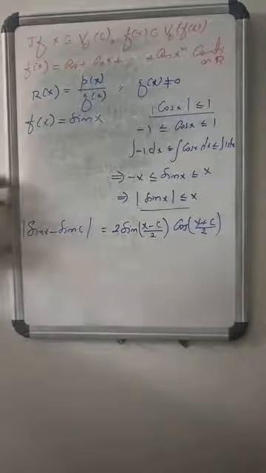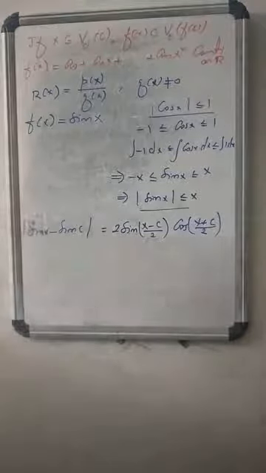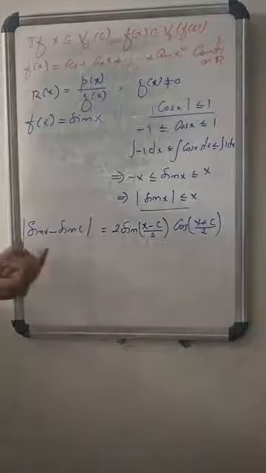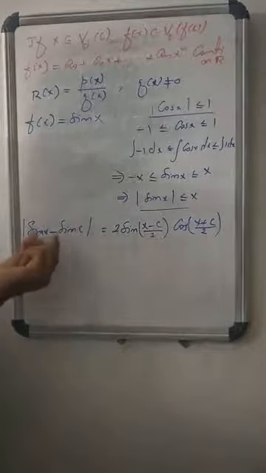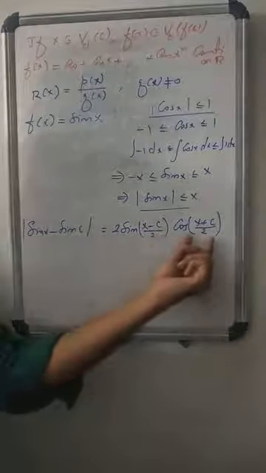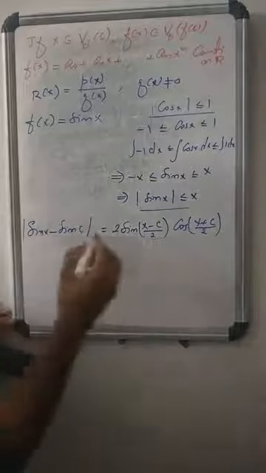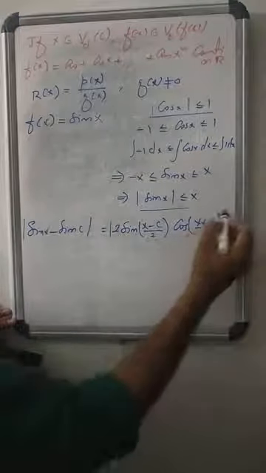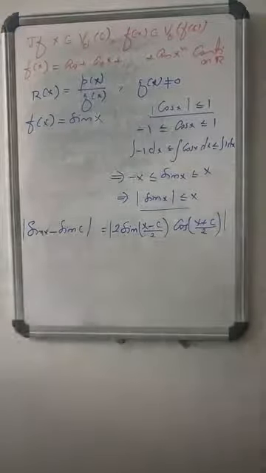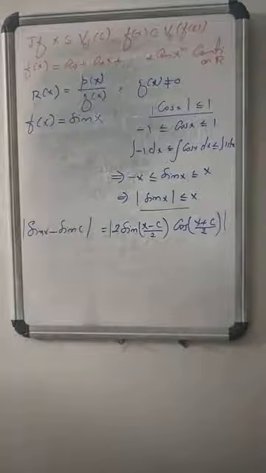Agreed? So this is of the form sin c minus sin d. What is sin c minus sin d? It is 2 cos((c+d)/2) sin((c−d)/2). So |sin x − sin c| is nothing but the modulus of 2 sin((x−c)/2) cos((x+c)/2).